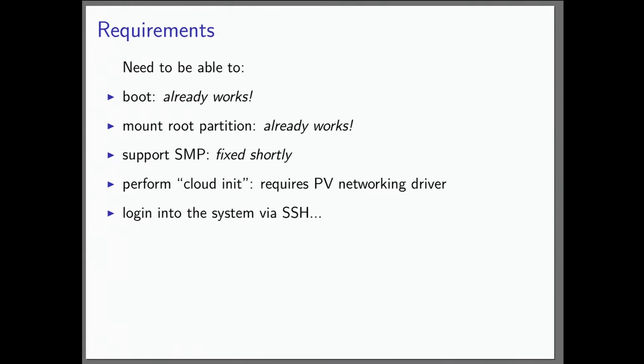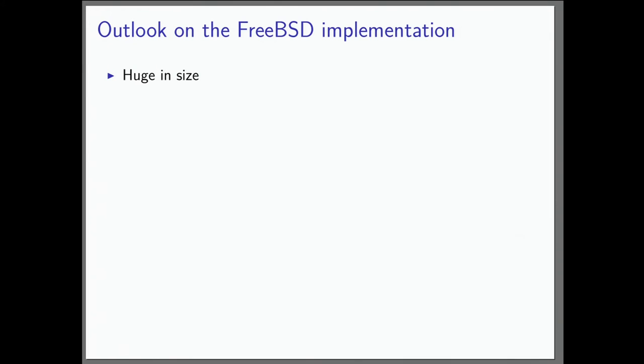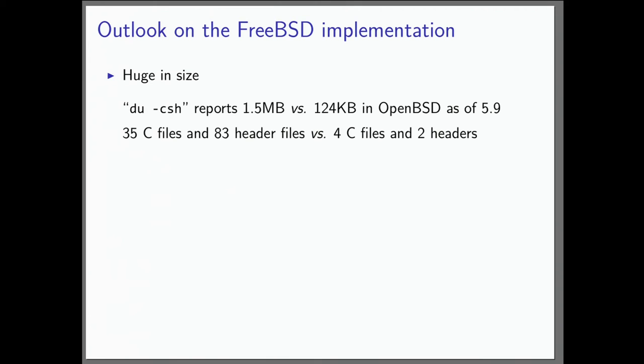Then you need to be able to actually log in to your system, right? That didn't work as well, because you actually need the networking driver. I started looking at the FreeBSD implementation, and what you immediately realize when you look at that code is that it's huge. du says that it's 1.5 megabytes in size, while right now it's only 124 kilobytes in OpenBSD, 35 C files, 83 headers. In OpenBSD, our implementation fits into only 4 C files and 2 headers.